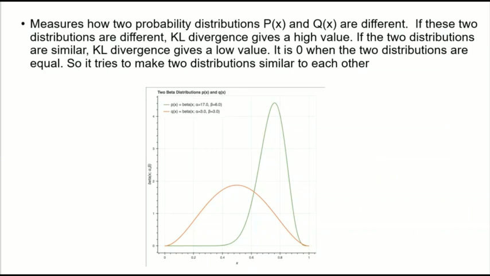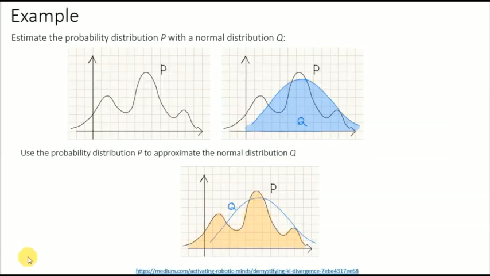Let's have a look at a small example. Let's say that we want to estimate the probability distribution P, which is this image right here, with a normal distribution Q. This is the normal distribution, the blue shaded area right here, and we want to estimate P with Q. This is one example of KL divergence. In another example, if you switch P and Q in the equation that we're going to see later on, then we're using the probability distribution P to approximate the normal distribution Q.